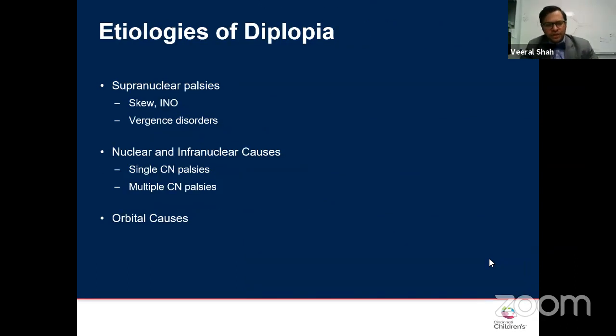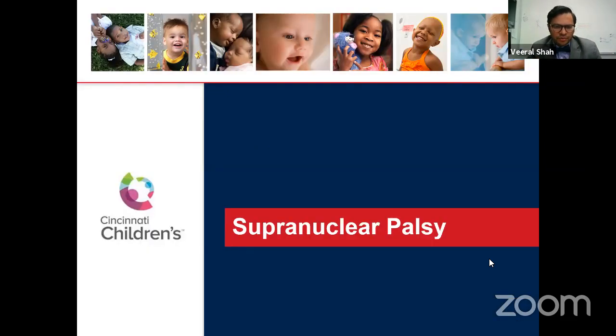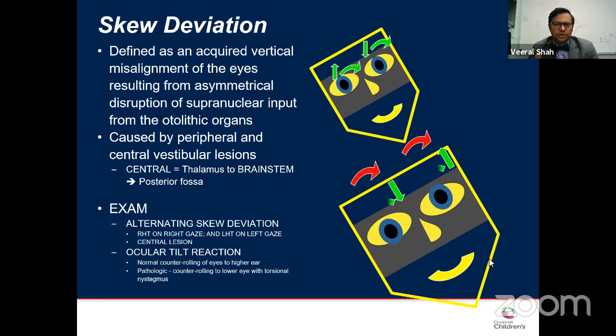So we're going to talk now about the etiologies of double vision. At this time, I'm just going to talk about supranuclear palsies. Then we'll go into nuclear and infranuclear causes, and then orbital causes. So supranuclear palsies, that's above the nuclei, before the cranial nerves. I'm going to talk to you about a couple of them, and I think the most common ones.